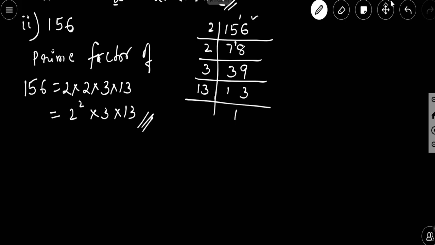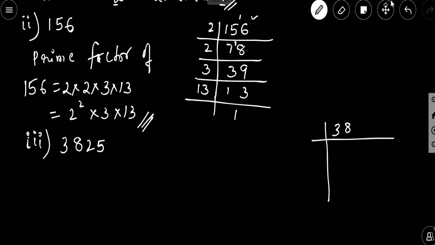Okay. So we'll go for the third number. Third question, number 3. That is 3825. Okay. So we'll try to find the prime factors of this number. It's a bigger number. 3825. If you see this number, it is divisible by 5. Yes, it is divisible by 5, but it is also divisible by 3. 3 fives are 15, you are going to get.